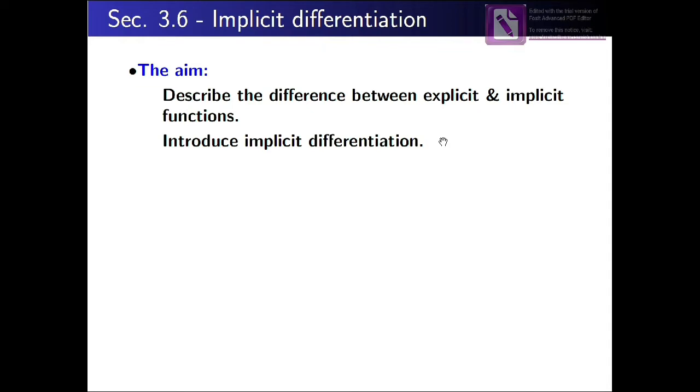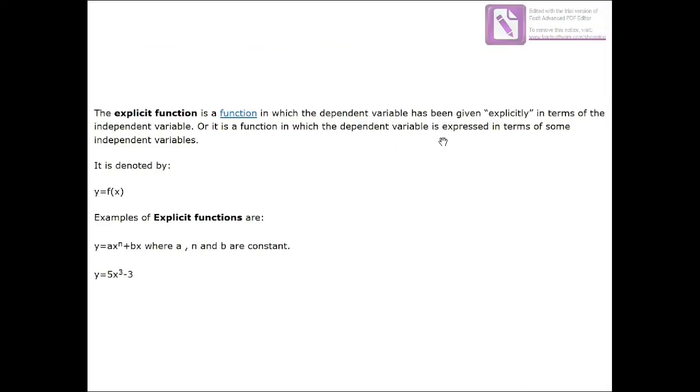Section 3.6 Implicit Differentiation. The aim of this section is to describe the difference between explicit and implicit functions and to introduce implicit differentiation. So we have two types of function. The first one is explicit and the second one is implicit. Let us see what is the difference between the explicit function and implicit function.